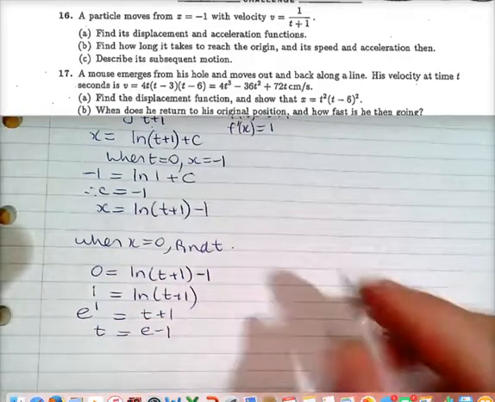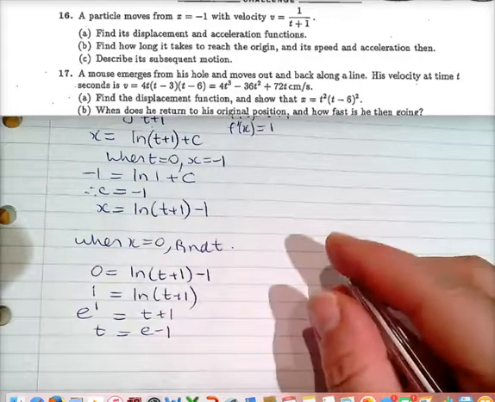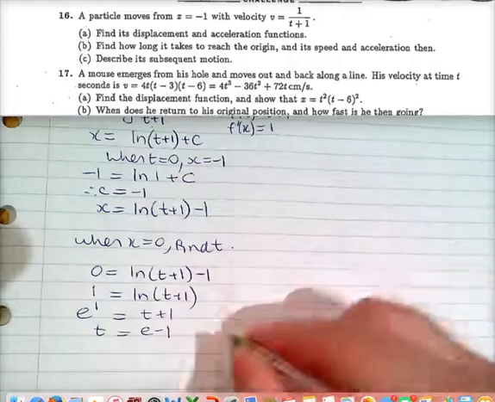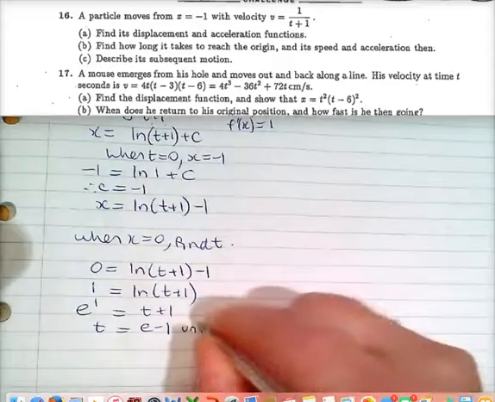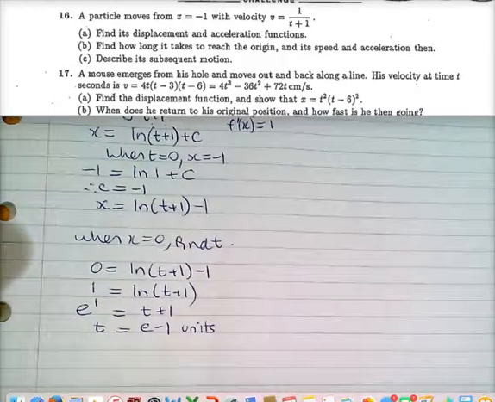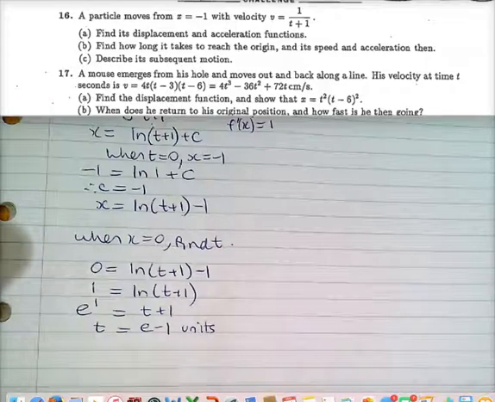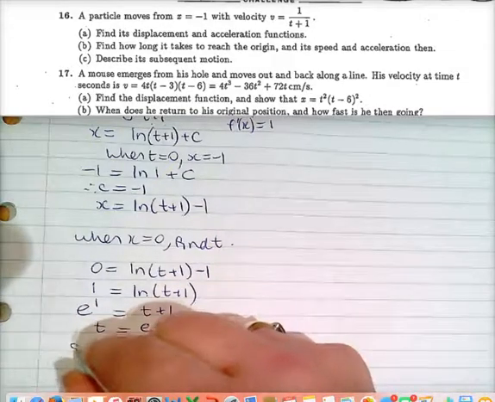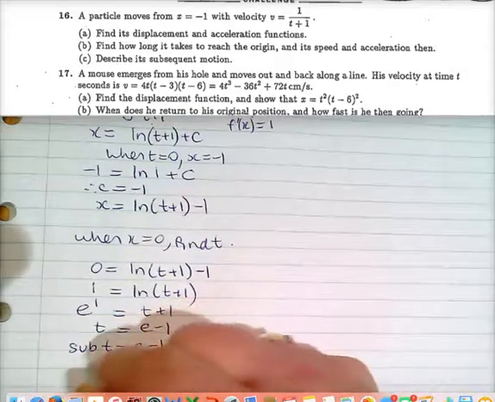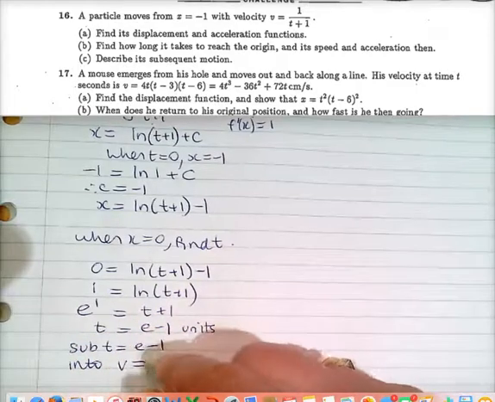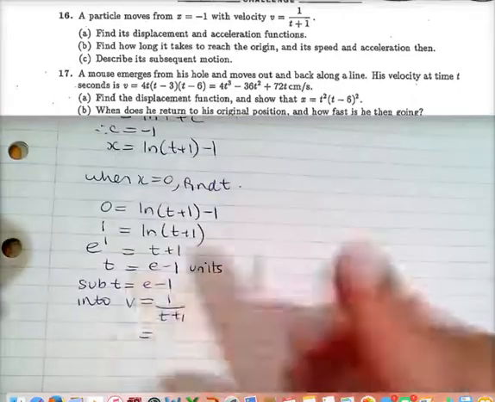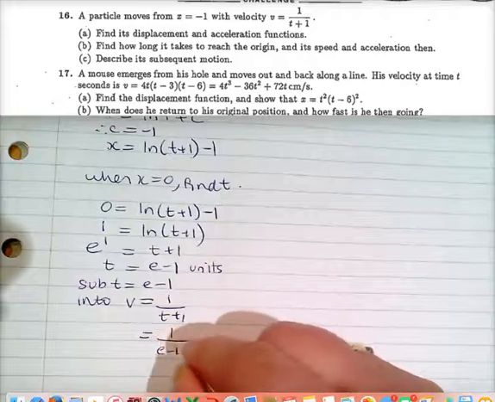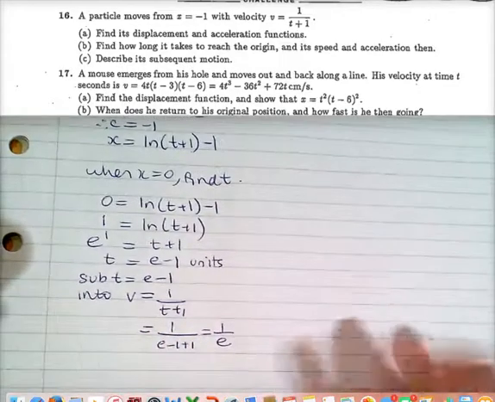So it takes e minus 1 units of time. Well, we don't really know what the units are. And so that's how long it takes to reach the origin. We need the speed and acceleration there. So we'll just substitute t equals e minus 1 into the velocity equation, which is v equals 1 over t plus 1, which is 1 over (e minus 1 plus 1), which is 1 on e, is your velocity.